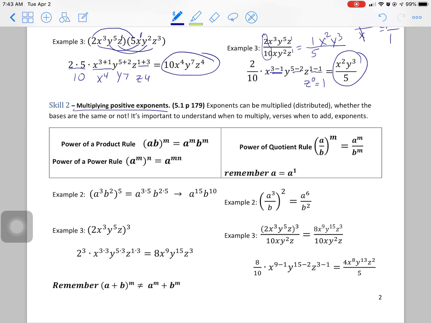So this one is multiplying positive exponents. We were adding and subtracting positive exponents. Now we're going to multiply positive exponents. The exponents can be multiplied or distributed, whether the bases are the same or not. Okay, so let's look at this. There's a product power rule and a quotient rule.